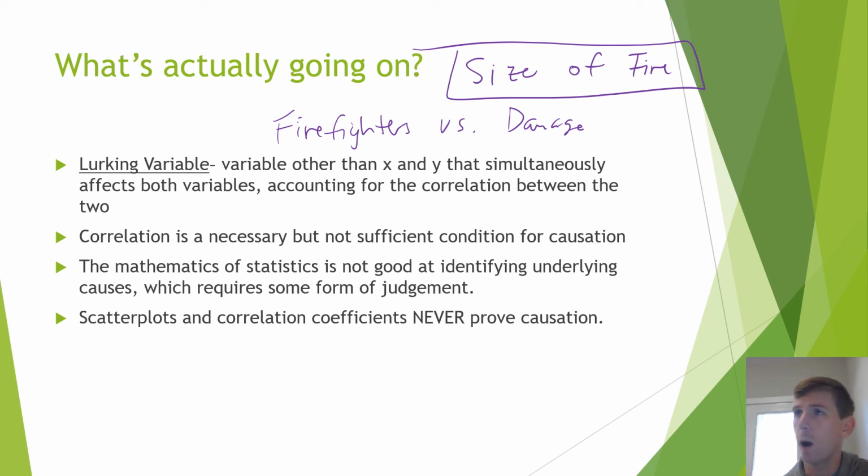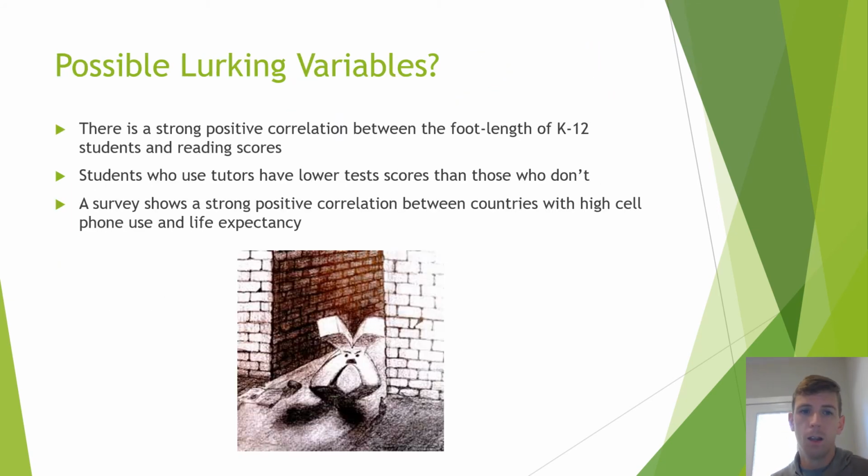It's usually going to require kind of some form of judgment, and it's usually going to require an experiment. So for now, we are not ever claiming causation between our variables. Some possible lurking variables here. It's just a few more examples.